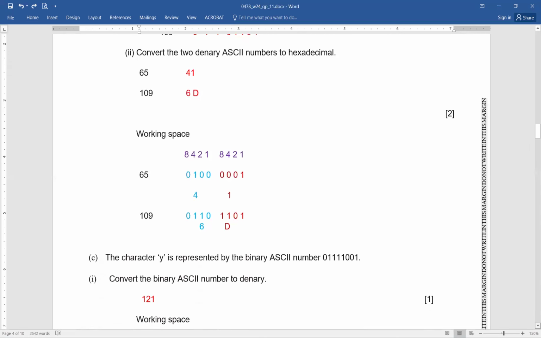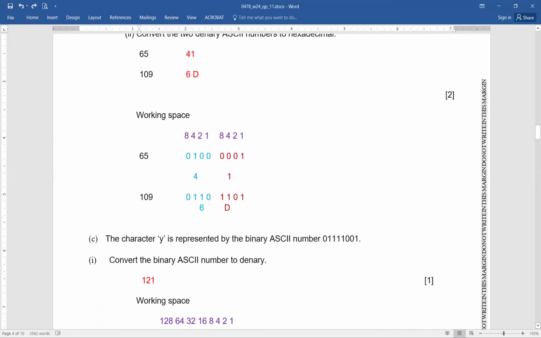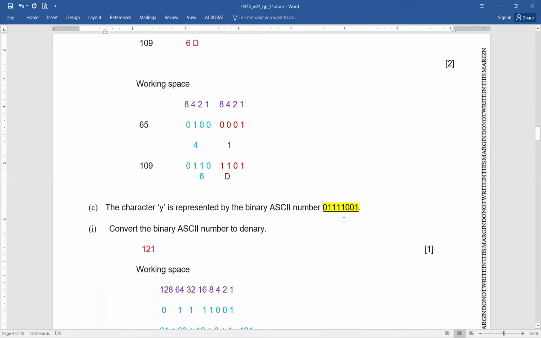Okay, now part C. The character small y is represented by the binary ASCII number 0, and then you can see 1, 2, 3, 4 ones, and then 001. Convert the binary ASCII number to denary. Now, this is my representation for letter Y. So we simply have to convert this binary to its equivalent denary.